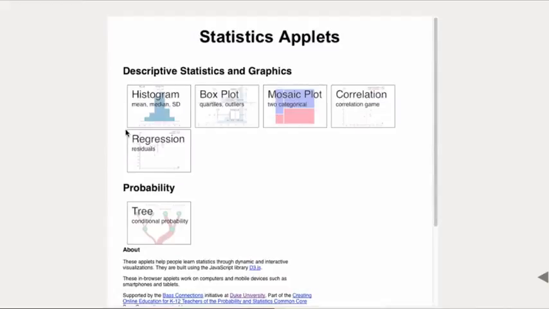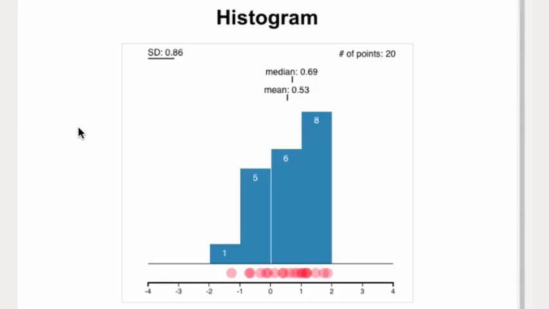Over here is the histogram applet. A histogram visualizes the distribution of one quantitative variable. Imagine we had a list of numbers. This applet visualizes these numbers by plotting dots along the axis at the bottom. The relative heights of the bars above the intervals indicate the number of dots in each interval. For clarity, the count is displayed on each bar.